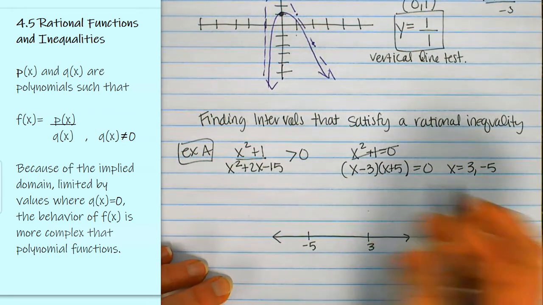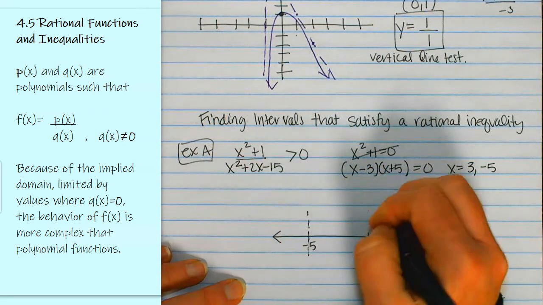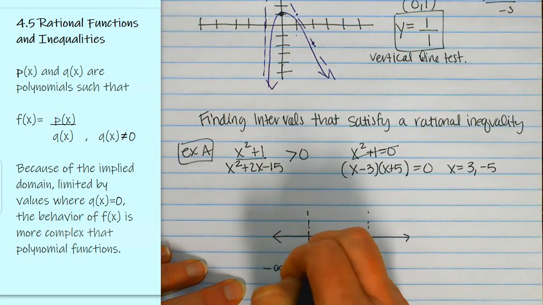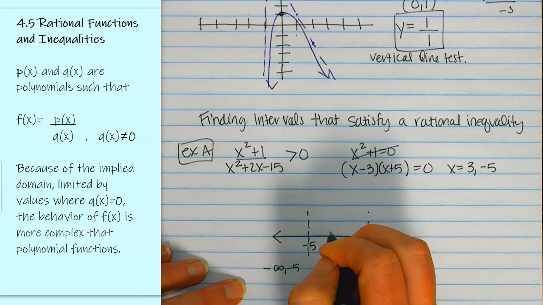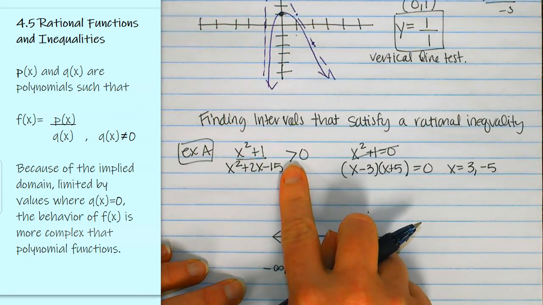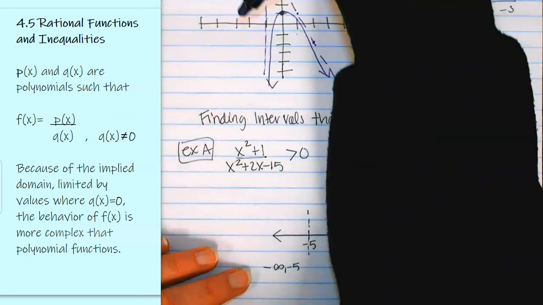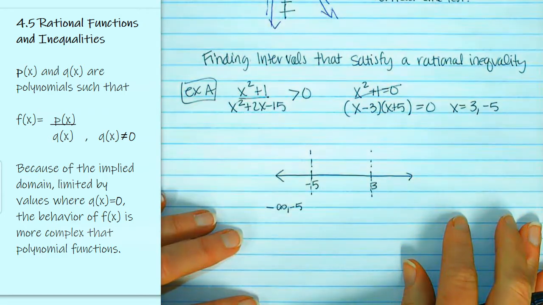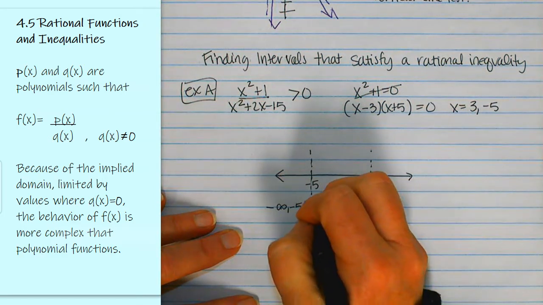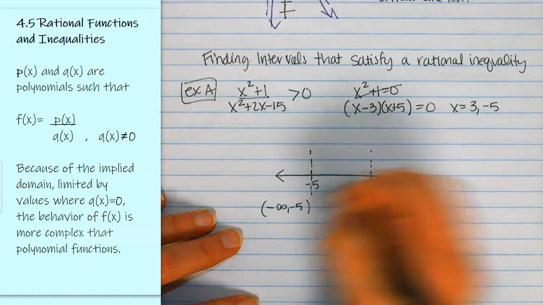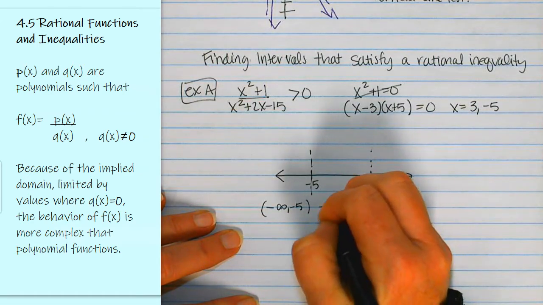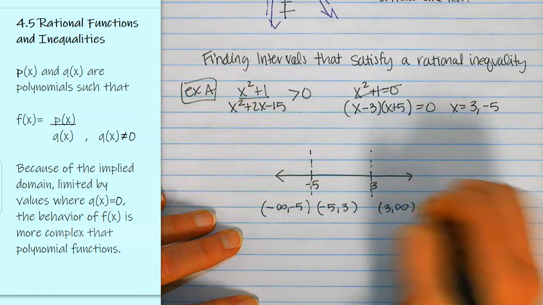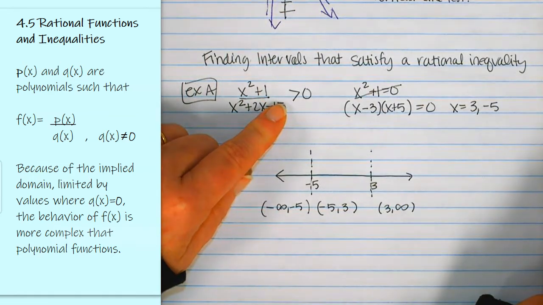What that does is break up our domain into intervals. The first is negative infinity to negative 5. And again, we're looking at it not equal to 0, so we're going to put a soft bracket for negative 5. Then the middle interval, which is negative 5 to positive 3. And then the interval from 3 to infinity, all soft brackets because it's not equal to 0.